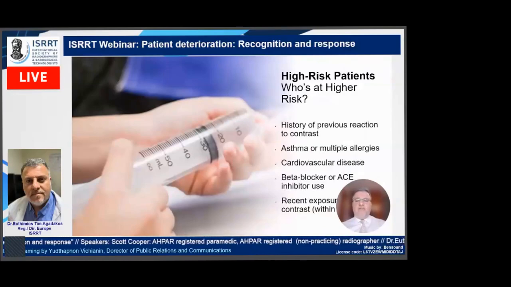While anyone can have a reaction, some patients are at a higher risk. These include those with a history of prior contrast reaction, even if it was mild. Asthma, eczema, and multiple drug or food allergies also raise the likelihood.